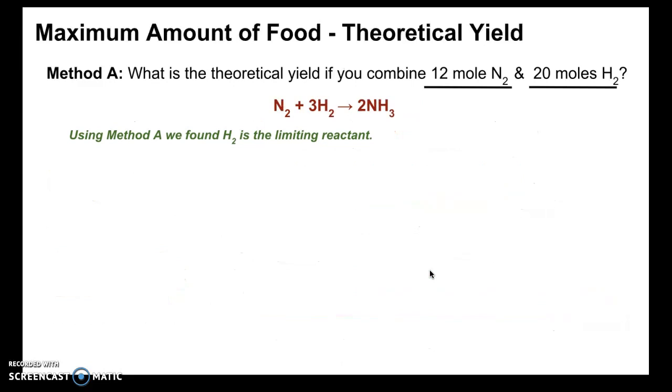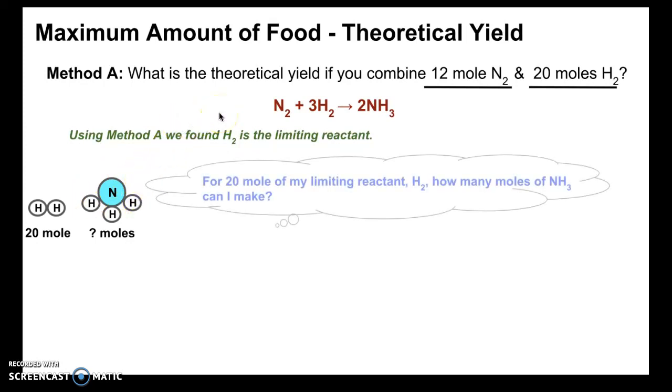Let's try the same thing with a chemical reaction. So we want to know the theoretical yield if we combine 12 moles of N2 and 20 moles of H2. Now, using method A, back in the first half of this video, we found that H2 was the limiting reactant. So we're going to start with H2 now for the theoretical yield part. And we want to know for 20 moles of H2, how many moles of NH3, which is the product, it can make. Okay, so once again, we're relying on dimensional analysis.